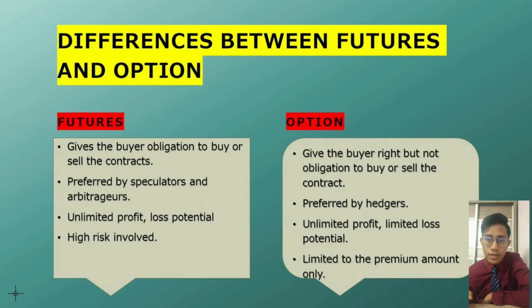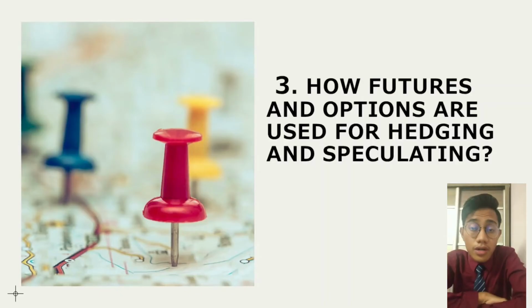For risk, a futures contract involves high risk. Meanwhile, for an option, the risk is limited to the premium amount. And now we're going to look at how futures and options are used for speculating and hedging in the forex market.